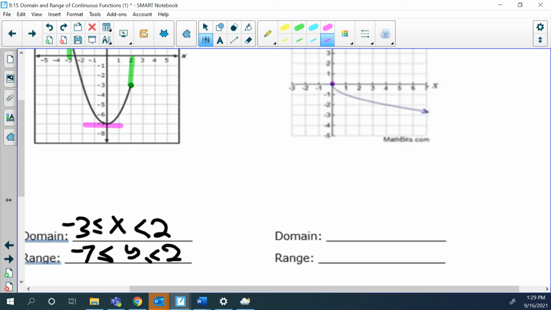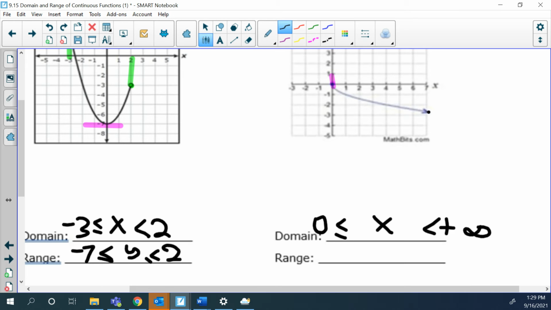Where does the graph start for my domain? Well, it starts right here. And what is the x value right there? 0, all right? So that's going to be 0 right there. It's a closed circle, so it's going to be less than or equal to. Okay, that's where the graph starts. Where does the graph end? Well, if I go over, it's an arrow, so the graph never really ends. So it's going to positive infinity. So I'm going to use less than right there. And so that's my x in the middle.